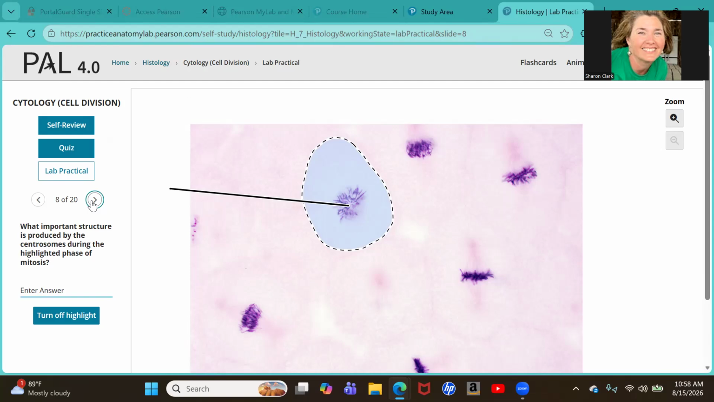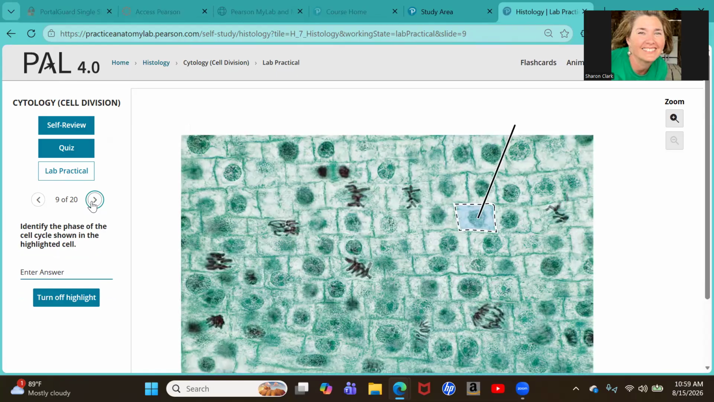Here's one of our whitefish blastulas again. What important structure is produced by the centrosomes during the highlighted phases of mitosis? This is going to be your centromeres, excuse me, that are important here in this step of mitosis.